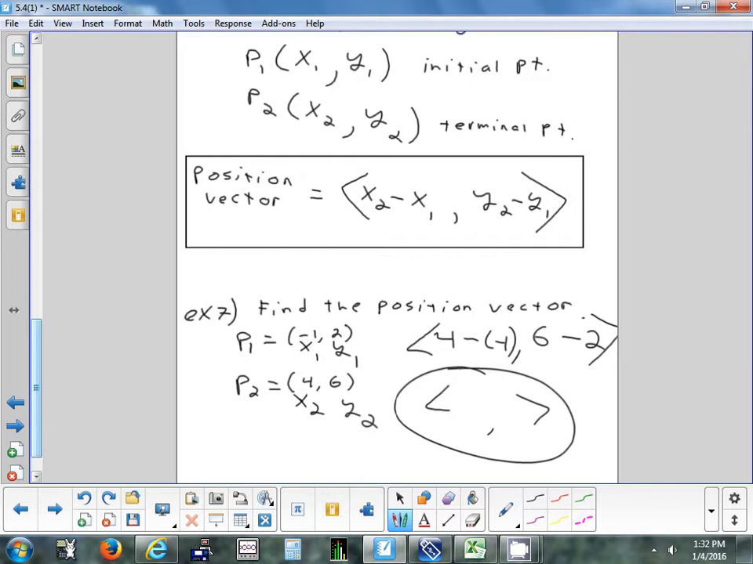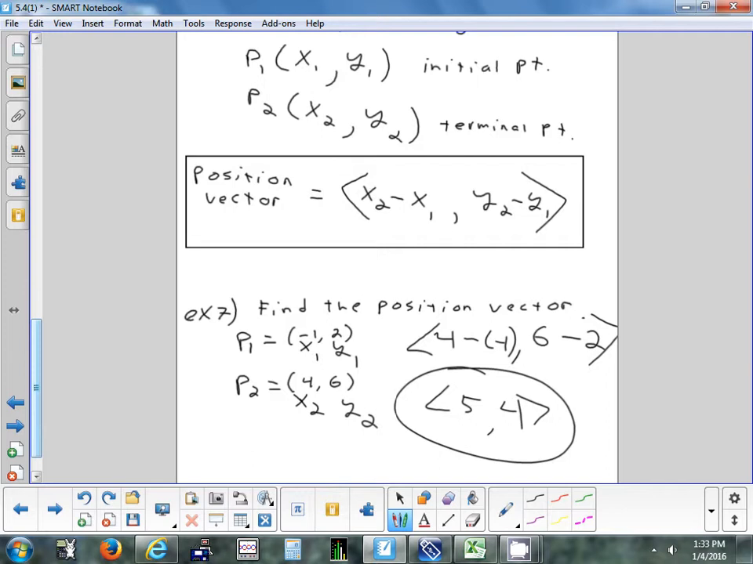Right, so George, what's the vector that I get here? 5, 4. That's it. Okay. So if you're going to sketch it, you can pick an initial point anywhere you want. Just go 5 units to the right, 4 units up. That's the terminal point. Okay. Any questions on that?